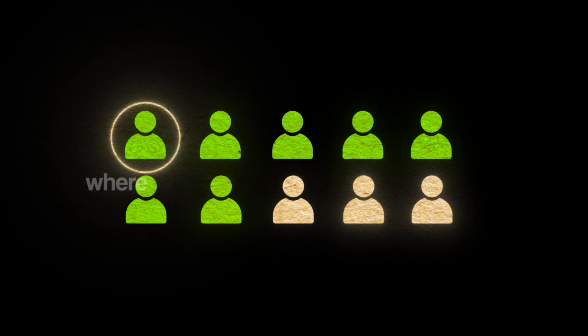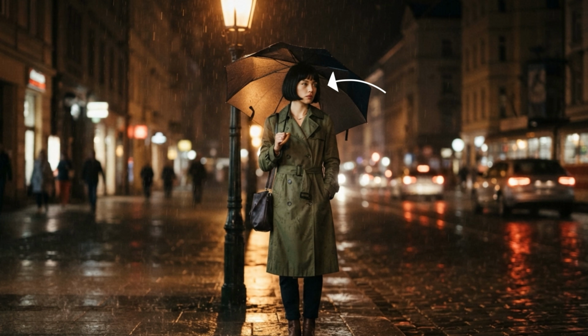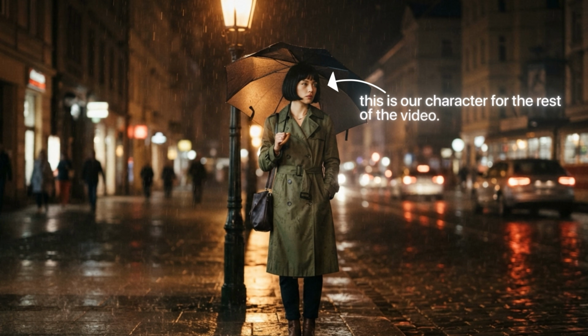Here's the thing about it being this cheap. We're talking about 3.5 cents for 1,000 images. That means I don't have to settle for the first result. I generate 10 variations, and I pick the one where the face looks the most consistent, the most real. This one right here, this is our character for the rest of the video.